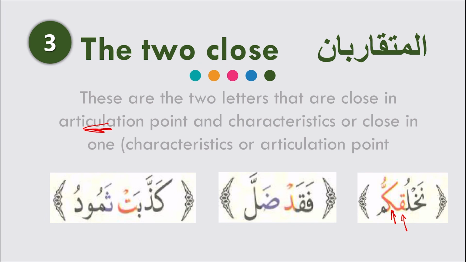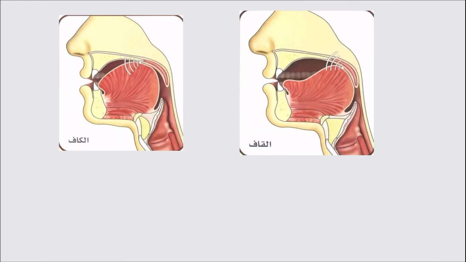The same for ta and tha. Ta is from the tip of the tongue with the gums, the elevated area of the gums, while the tha, the tip of the tongue, is with the teeth, upper and lower teeth together. So these letters may share the same characteristics, but they have a very close articulation point. The same as qaf and kaf, as I just said. Qaf is a little bit backward, while kaf is forward. So for qaf, withdraw the tongue to touch the back part, while kaf touches the front part.